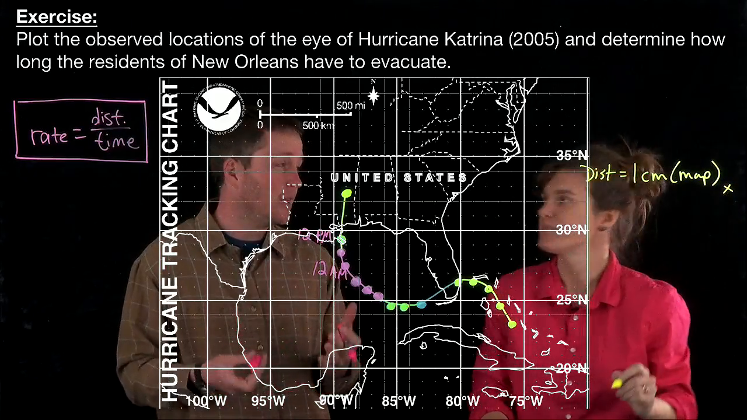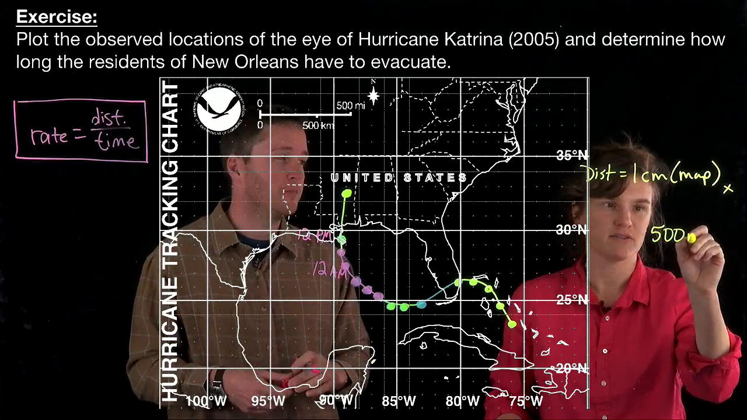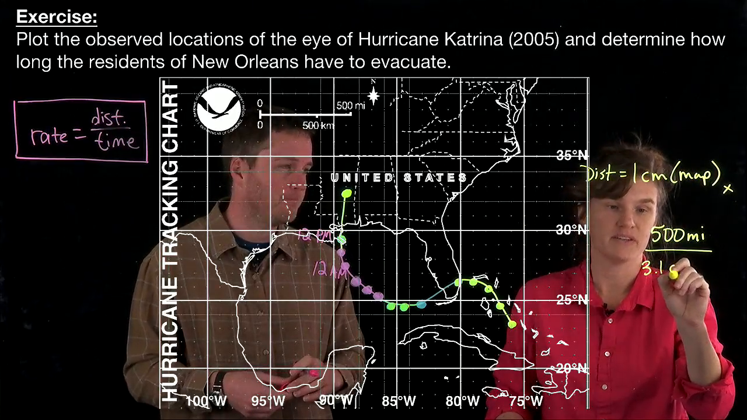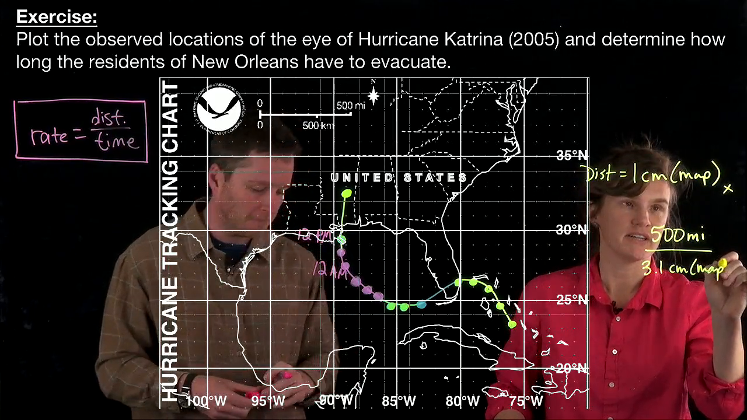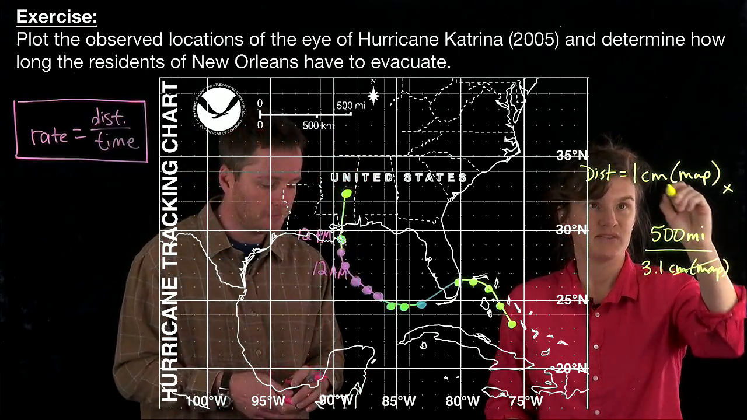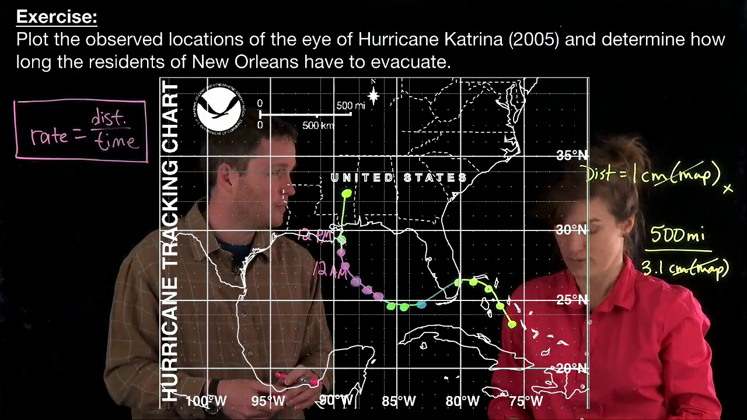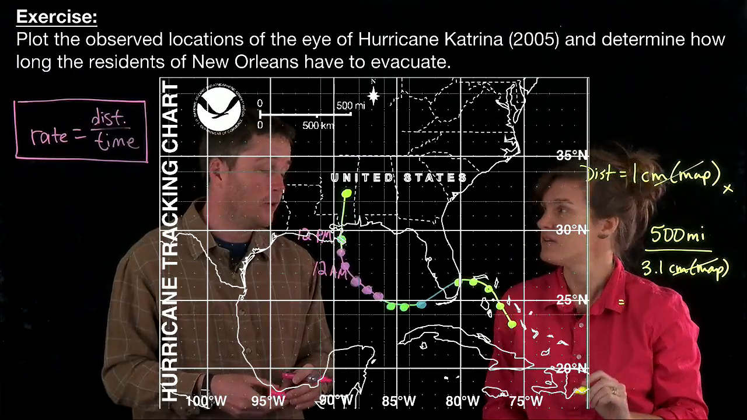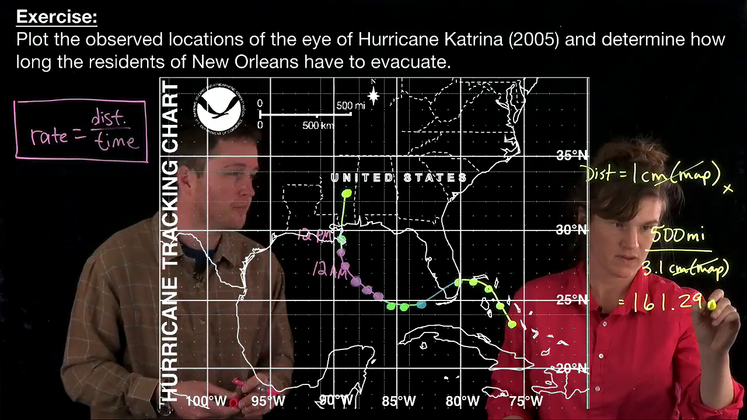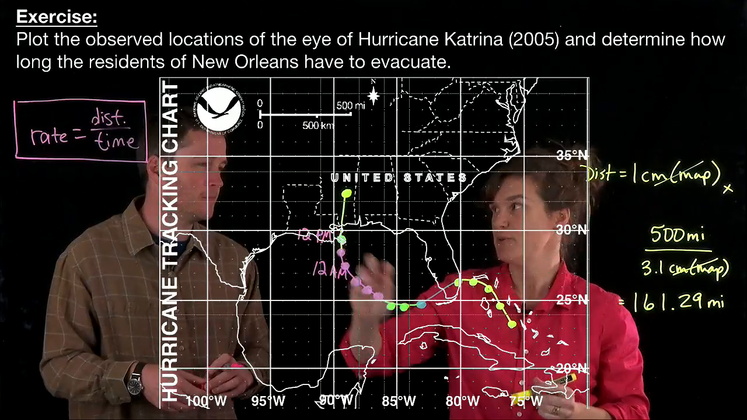We know from the scale that 500 miles is equal to 3.1 centimeters. So 500 miles in the real world is 3.1 centimeters on the map. Now, this is in the numerator and the denominator, so we can cancel. And so we have 1 times 500 divided by 3.1, which comes to 161.29 miles. So this distance here is about 161 miles.